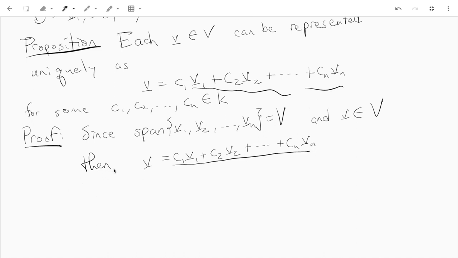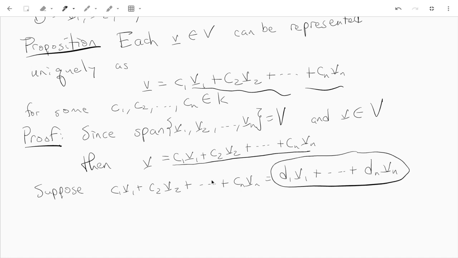So let's say that we have two representations of the same vector. This is a vector which can be represented as a linear combination in two different ways. But we'll see they must be the same, because we can subtract this from both sides, and you get c1 v1 plus ... plus cn vn minus d1 v1 minus d2 v2 ... minus dn vn equals the zero vector.